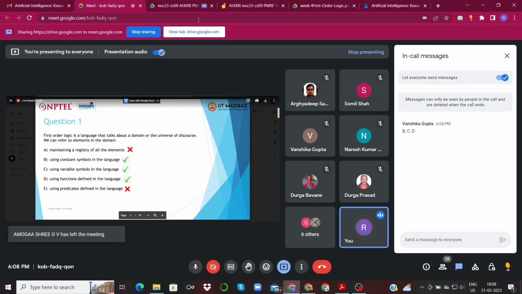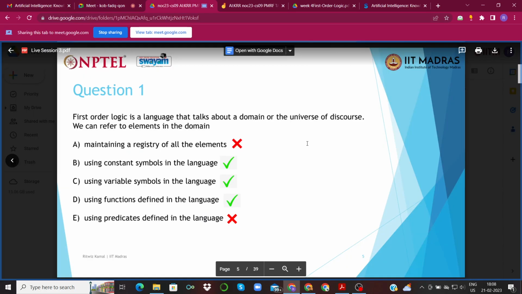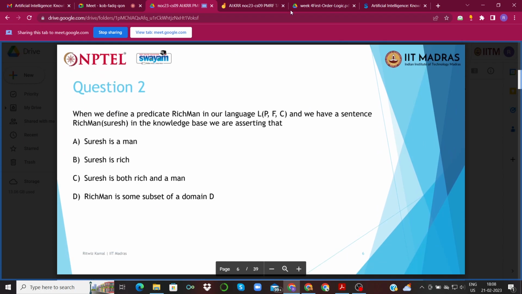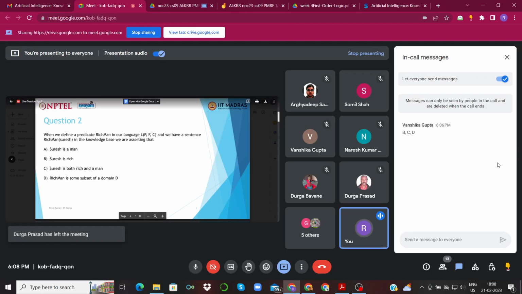Okay. So if that was clear, let's move on to the next question. The second question says that when we define a predicate rich man in our language, L, P, F, and C, and we have a sentence rich man Suresh in the knowledge base, what are we trying to assert when we say rich man Suresh?